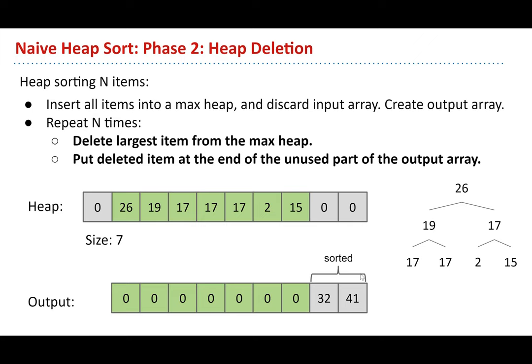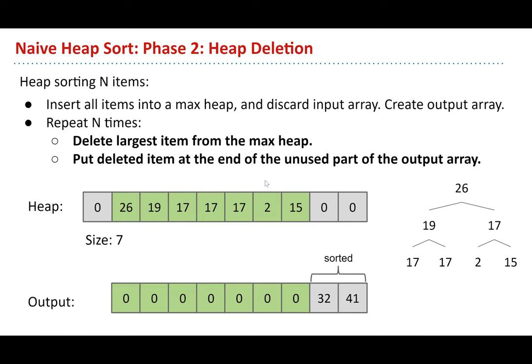I'm going to interrupt myself to say, couldn't we be doing this with the minimum oriented heap and filling it in left to right? Absolutely. It would be totally symmetrical, identical to this process, just going left to right, but it wouldn't let us do a trick we're going to be able to do in about 3 minutes or so.